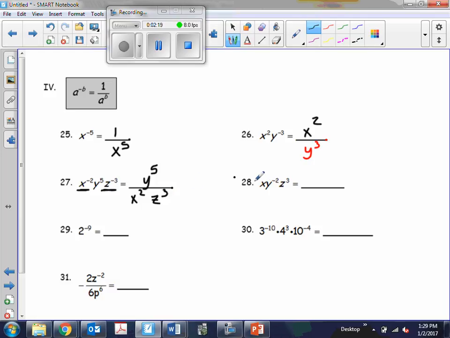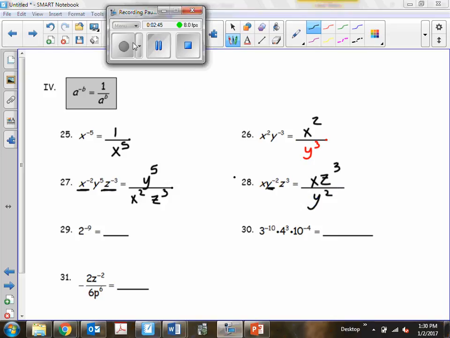I take a look at number 28. The only one that has a negative is this y. The x and the y are not together. A lot of times people think that the x and the y are together. That is not the case. Only the y has the negative exponent. So my x stays on top, my z stays on top, but my y squared goes down below.